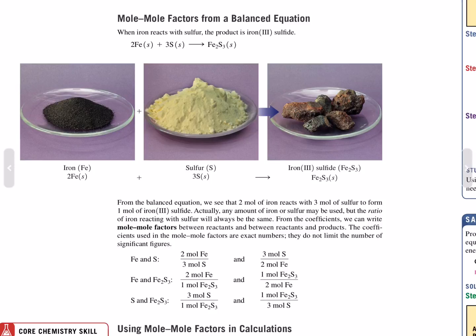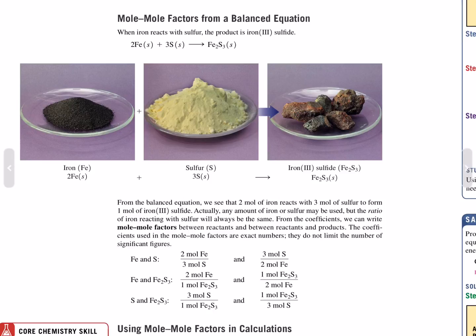Mole-to-mole factors from a balanced equation. When iron reacts with sulfur, the product is iron(III) sulfide: 2Fe plus 3S yields Fe2S3. From the balanced equation, we see that 2 moles of iron react with 3 moles of sulfur to form 1 mole of iron(III) sulfide. Actually, any amount of moles of iron or sulfur may be used, but the ratio of iron reacting with sulfur is always the same. From the coefficients, we can write mole-to-mole factors between reactants and products.